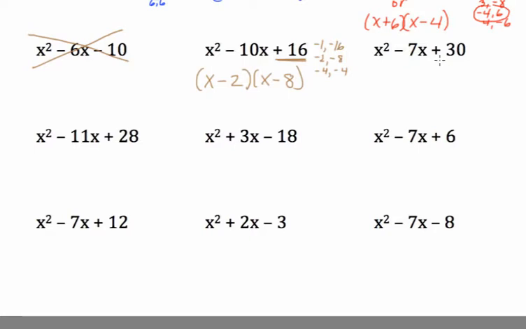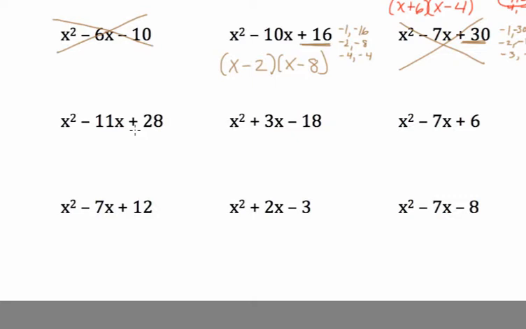Let's try this one. My multiplying number is positive 30. My adding number is negative. That means it must have been two negatives that multiplied together to be positive 30. And none of those add together to be negative 7. So it looks like this one is unfactorable also.